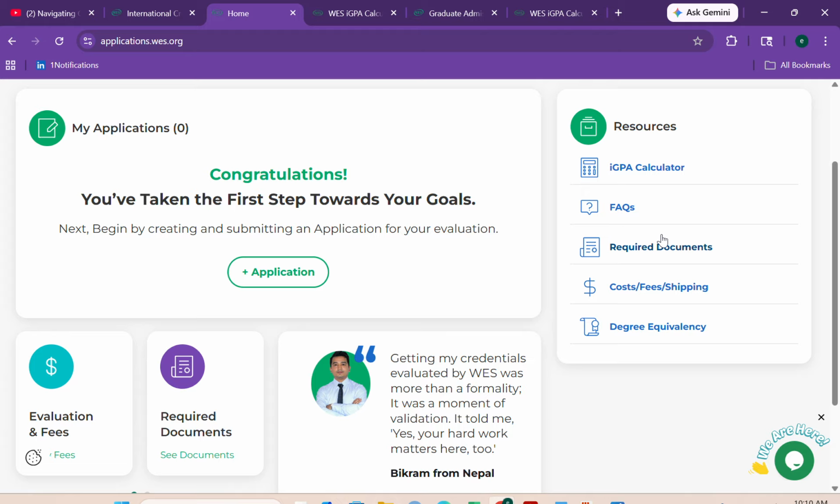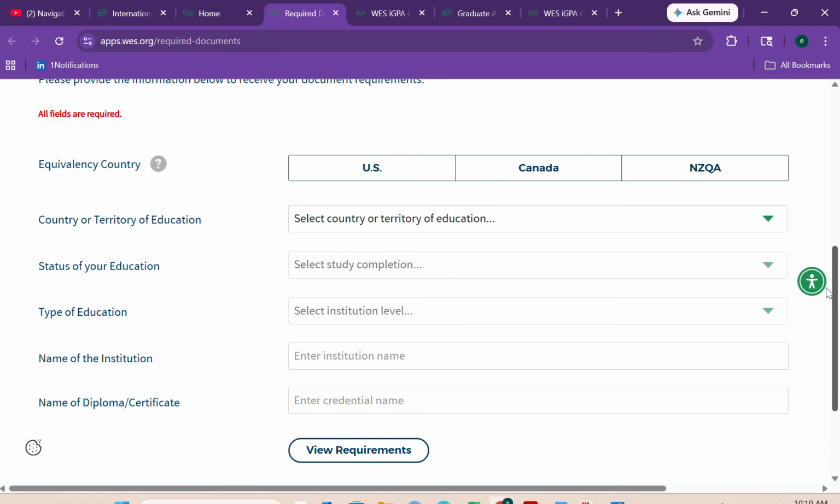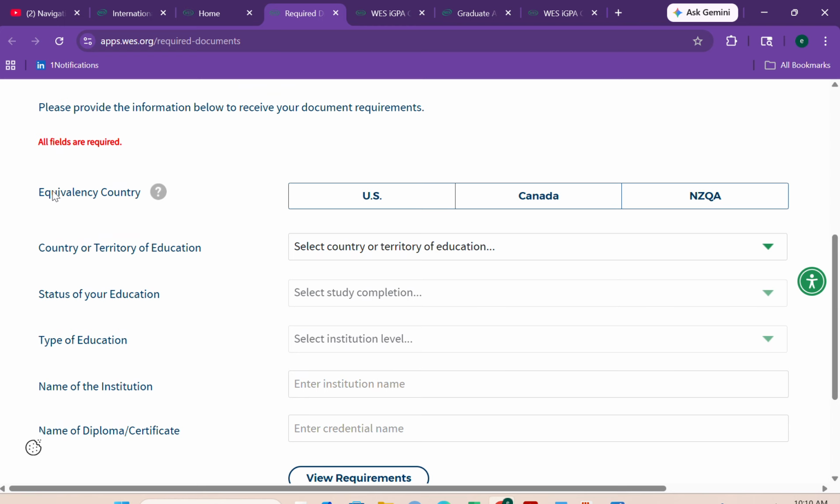Okay, so you just go to Required Documents over here. You click on it, and you can see the required documents. First is the equivalency country, the country that you want to evaluate. You should know whether you are applying to study in the US or doing immigration, let's say to the US or Canada. You have to choose the specific country you are doing: the US, Canada, or New Zealand.